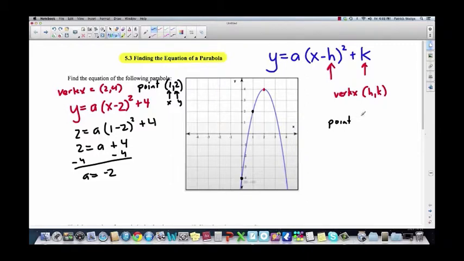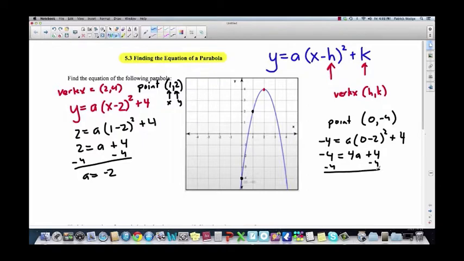What point is that? That is the point, be careful, it's not negative 4, 0, it's 0, negative 4. So again, if I plug that point into the red thing here, I get negative 4 equals a times (0 take away 2) squared plus 4. Okay, let's solve it. Negative 4 equals 0 take away 2 is negative 2, squared is 4 times a, so 4a, right? Plus 4. Subtract 4 from both sides, I get negative 8 equals 4a, divide by 4, I get a equals negative 2.